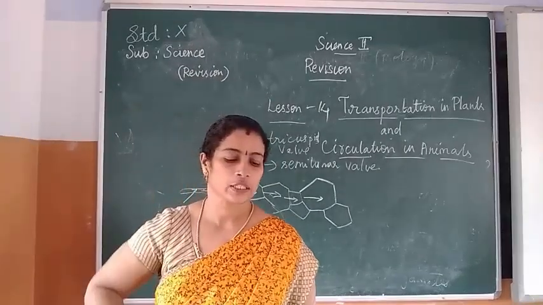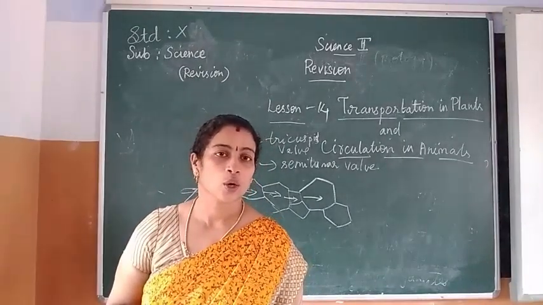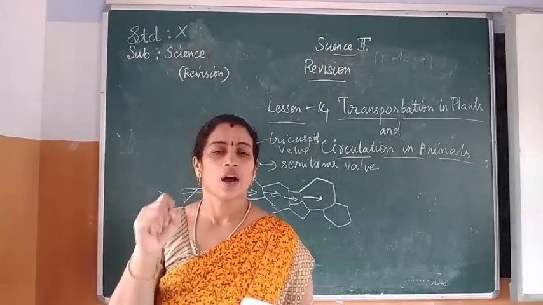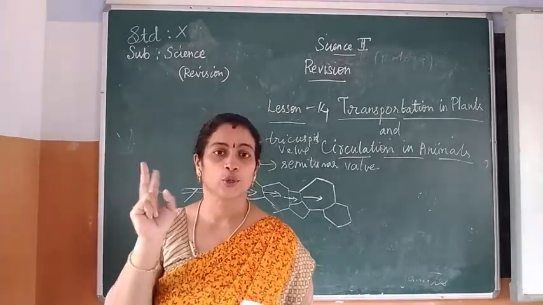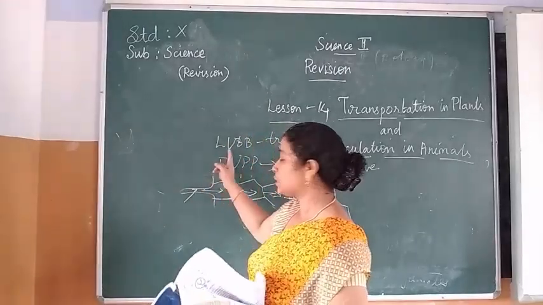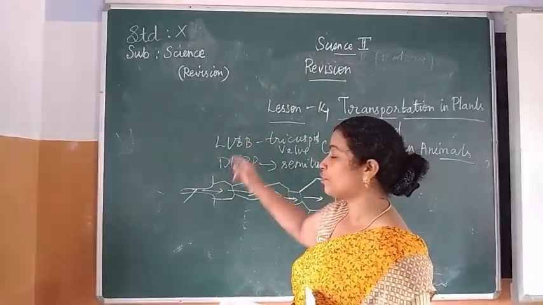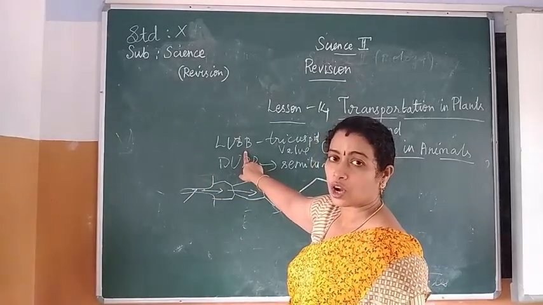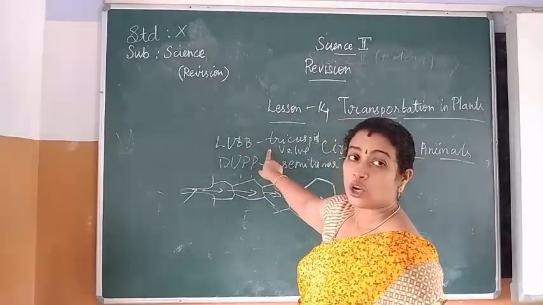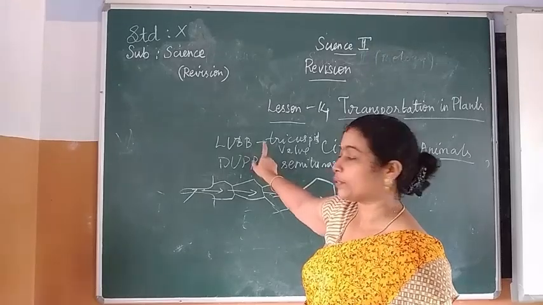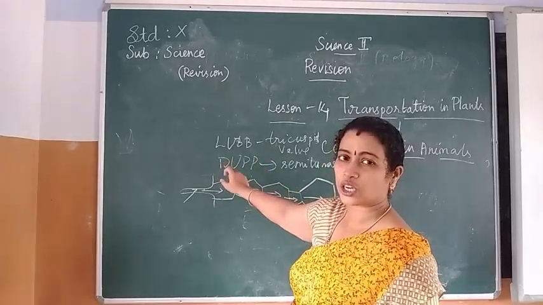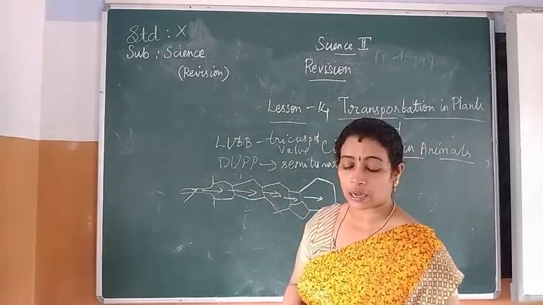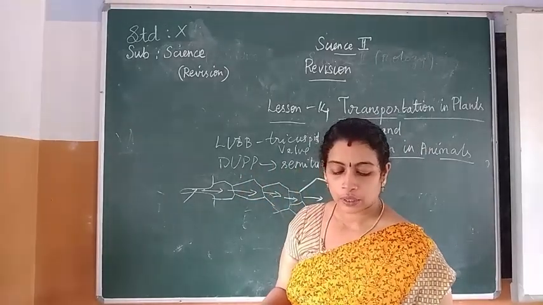So there are two types of sounds, from the rhythmic closing and opening of the heart valves. The lub sound is of longer duration, and it is produced by the closing of the tricuspid valve, and the dub sound is of shorter duration, and it is produced by the closure of the semilunar valves. So this is about the seventh question.